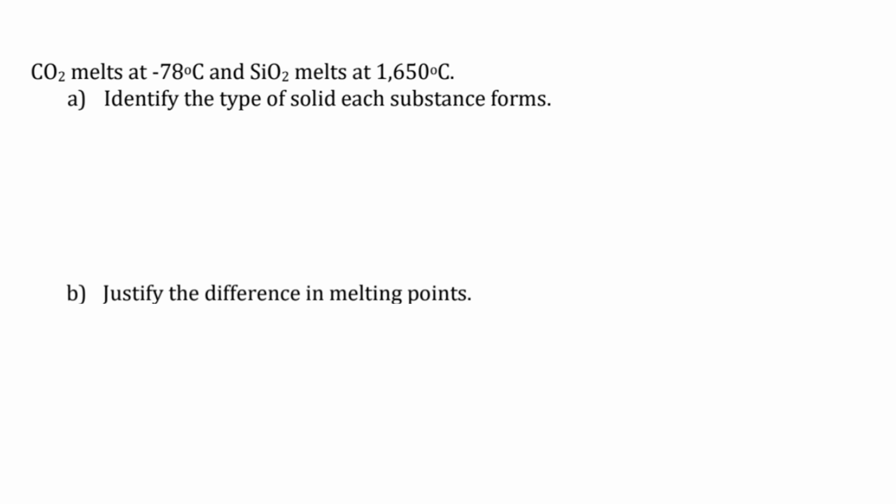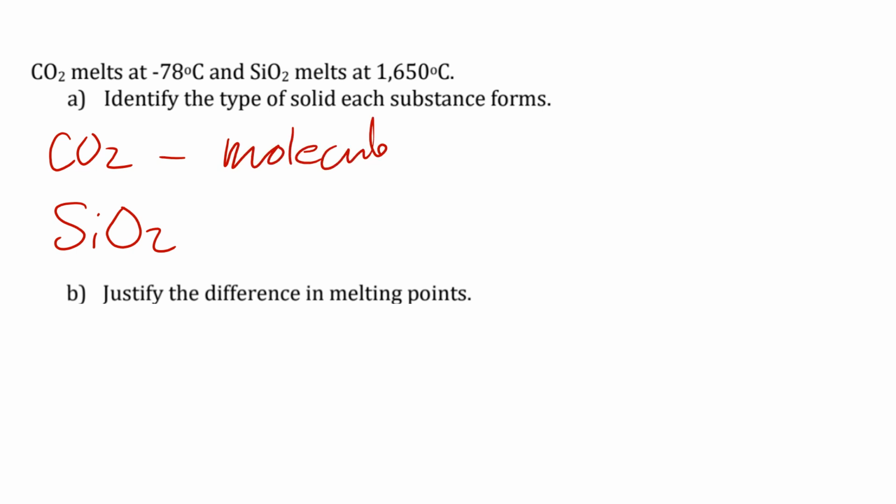Carbon dioxide melts at negative 78 degrees Celsius, while silicon dioxide melts at that large number. Identify the type of solid each substance forms. So what is CO2? And then what is SiO2? Carbon dioxide is a molecular solid because we're talking about it melting, so melting is from solid to liquid. And then silicon dioxide is a covalent network.